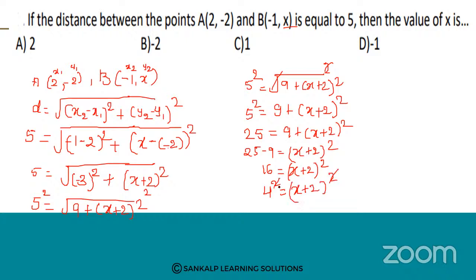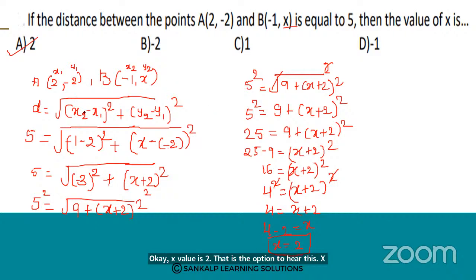Now cancel this square on both sides. 4 is equal to x plus 2. Now transfer this 2 to this side. It becomes 4 minus 2. Okay. Now the x value will be 4 minus 2, which is 2. Okay. The x value is 2. Where is option 2? Here it is. Our A is the correct answer. Okay, x is 2.